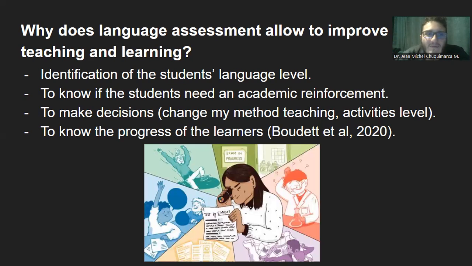And the last one, know the progress of the learners. We have to know the base part of the students. They don't know absolutely nothing about the simple past, and step by step, the next week, the next month, they know how to pronounce the ed or how to use this simple past in daily situations, for example, in the past. That we have to verify this progress.